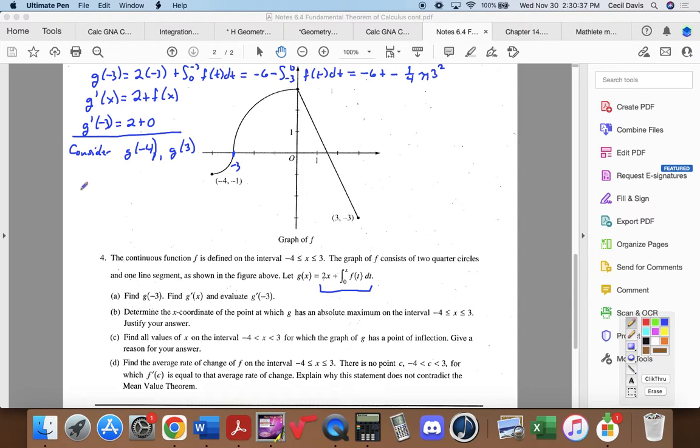So I'm going to skip down a little bit and go, all right, so g prime of x equals 0 means that f of x has got to be what? Go back up to your definition. I want this to be 0. Negative 2. There we go. That's got to be negative 2.